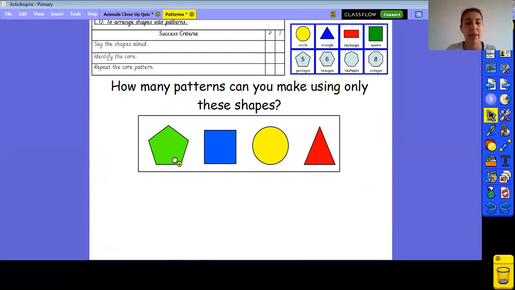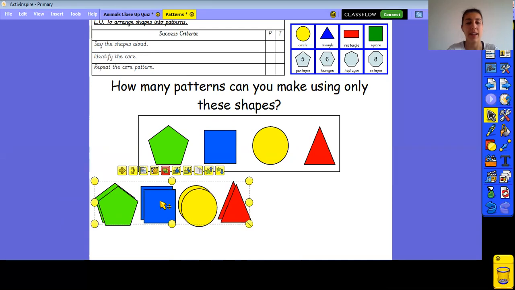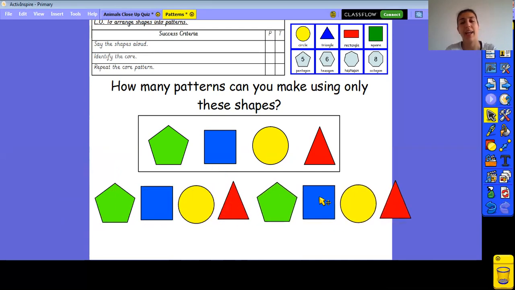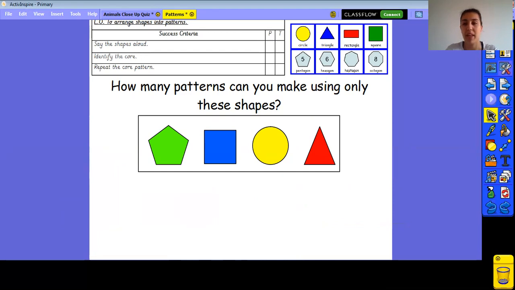Maybe I could have a combination of 4. Let's try pentagon, square, circle, triangle. If that's my core, then that needs to be repeated again and again and again. I wonder if you can maybe think of a pattern that I haven't thought of here.